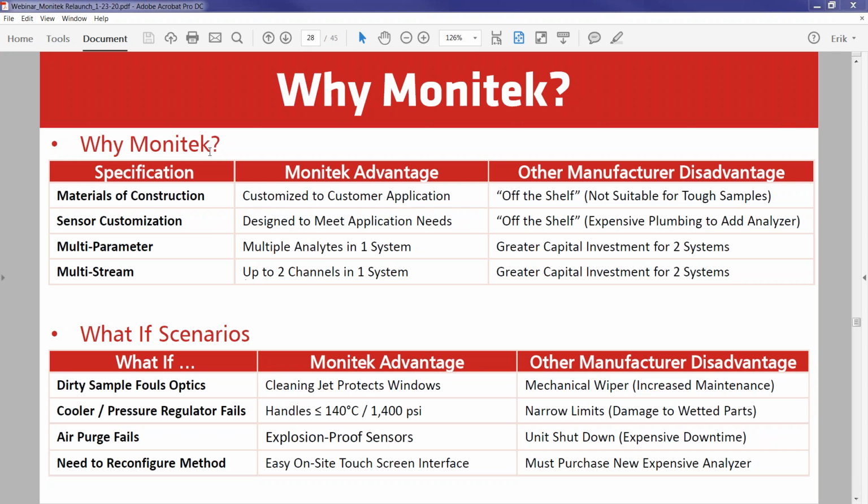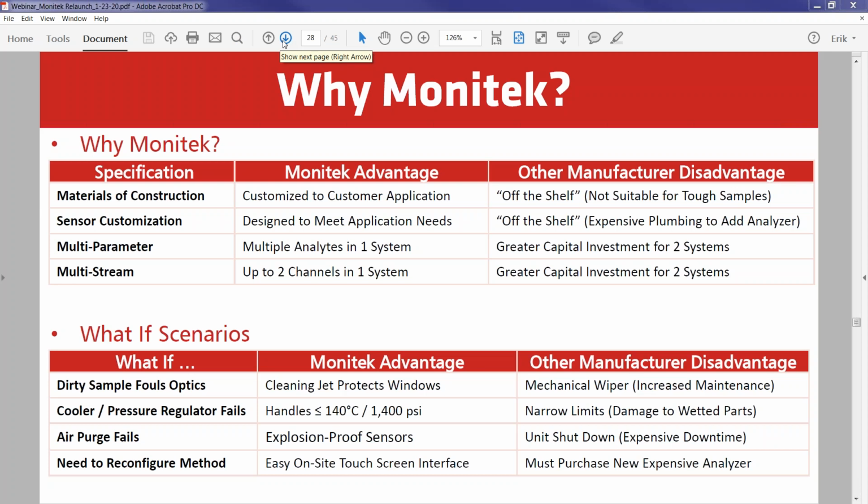And amongst that, we also have the multi-parameter that Steve talked to, and the multi-stream. So we can look at customized sensors with one analyzer and multiple measurements, and even multiple measurements within a single sensor as well. It gives a lot of flexibility to the application and to the end user, to make sure that we're going to be able to meet and exceed expectations for what the customer requires.